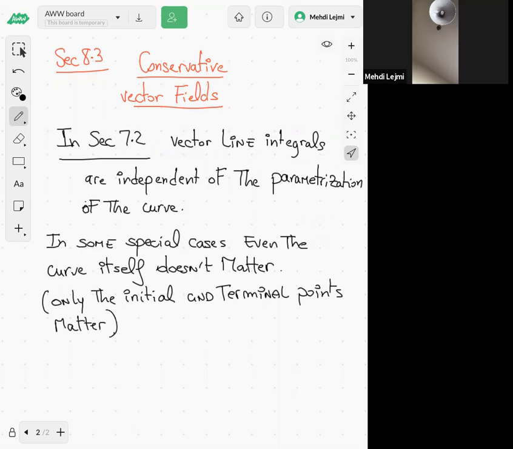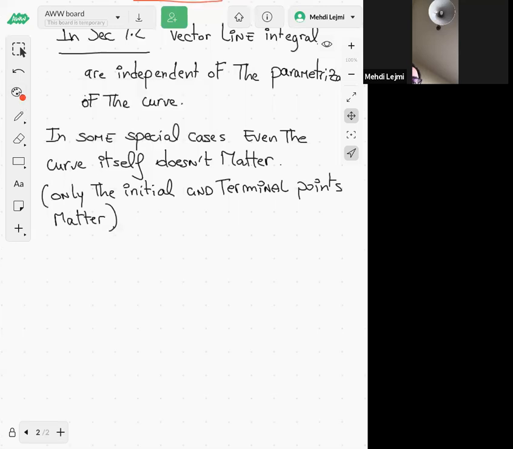So I'm going to give a couple of examples, but before the examples, I'm going to give you the definition of this. There are some cases where the vector line integral doesn't even depend on the curve itself. That's what we call path independent line integrals. So I'm going to define this notion of path independence, and then give you a couple of examples.